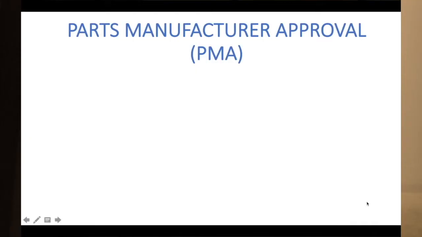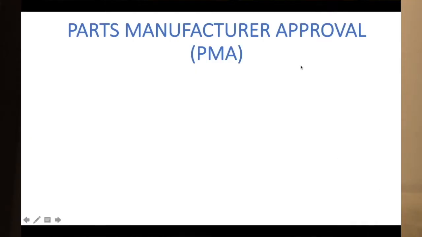Welcome back. Today we're going to discuss in a little bit more detail the three different options that you have besides using OEM parts. As I covered in the last video, we talked about PMA parts, EASA Form 1 parts, and the OOP or owner-operator parts. Okay, let's begin with the parts manufacturer approval process, or the PMA process.